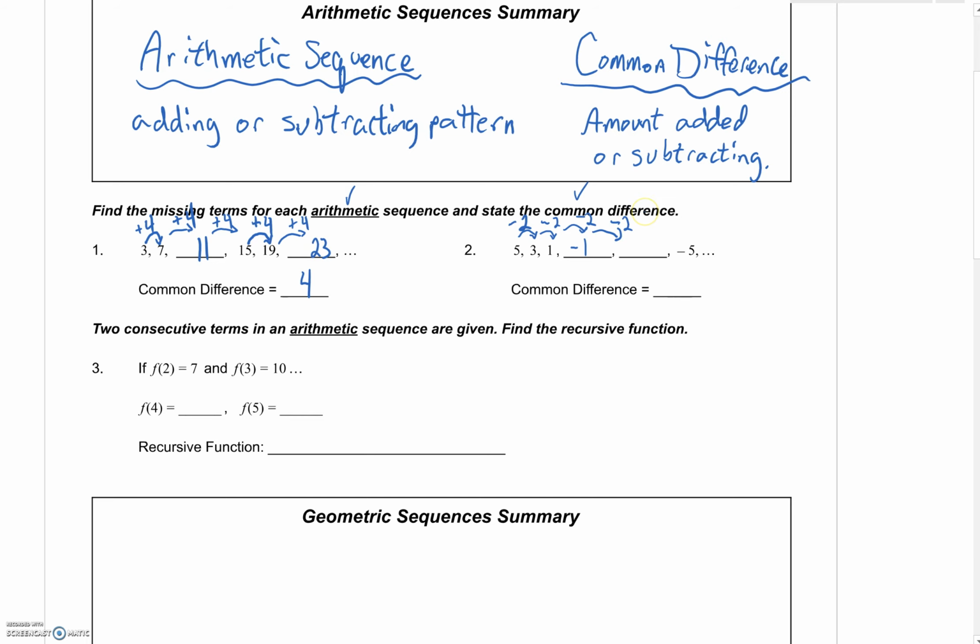Negative 1, and think about it in terms of money. You have a debt of $1. You owe somebody $1, and then you lose $2 more. You get $2 more in debt. You can see you're actually going to be at negative 3. And we could use our calculator to confirm that. You add a negative 2 or subtract a 2, negative 3 minus 2, you'd get negative 5. So our common difference will be negative 2.